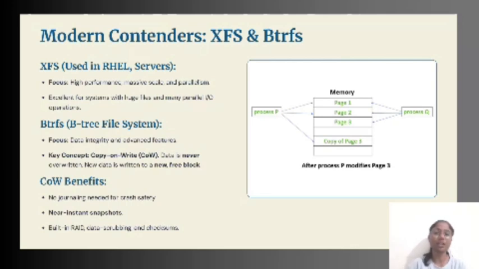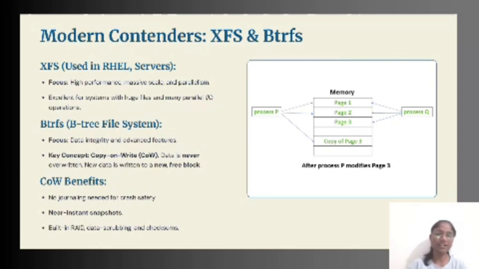Now, let's talk about BTRFS, which stands for B-tree file system. This is more recent and is considered a next generation Linux file system. BTRFS focuses on data integrity and advanced features. Its most important idea is something called copy on write, or COW.